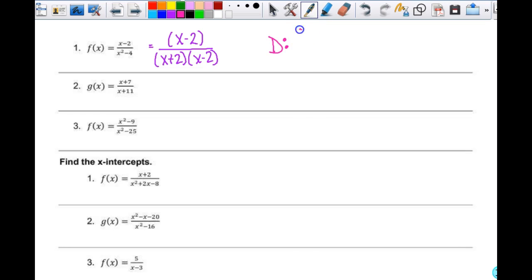And so I write that in set notation. Remember, it's the set of all x's such that x does not equal plus or minus 2. Right? The denominator can't equal 0, but this. Right? So set of all x's such that x cannot equal plus or minus 2. Easy enough? We good? So let's look at number 2.